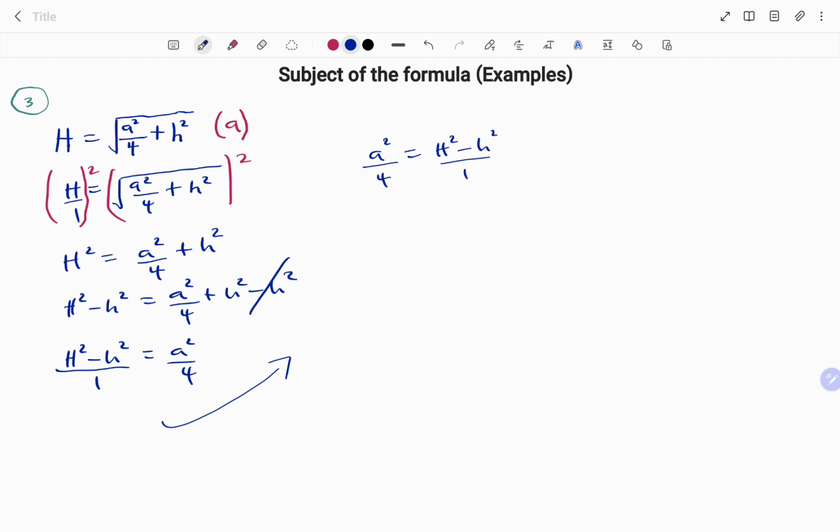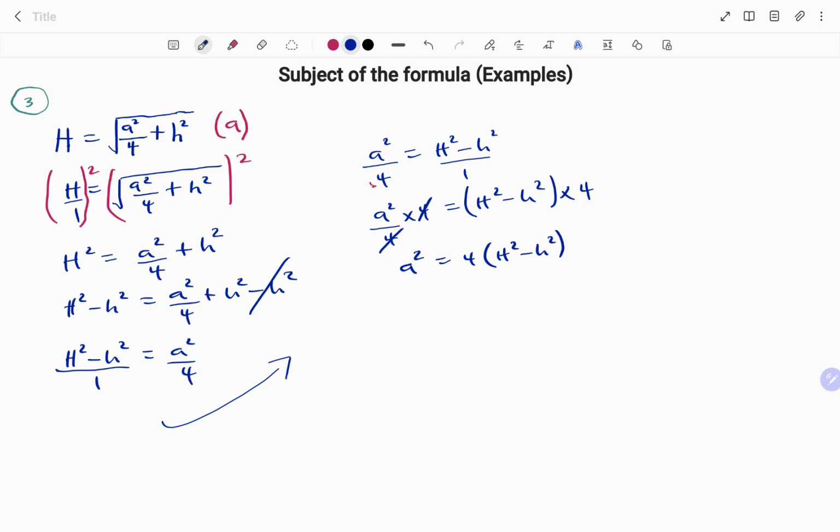over 1. To get rid of my 4, I'm going to multiply both sides by 4. So I have a squared over 4 times 4. Whatever you do on your left hand side, you do on your right hand side. All this times 4. I don't need my divided by 1 at the bottom. This cancels. I'm left with a squared equals 4 in bracket. I'm bringing my number to the front. H squared minus h squared.